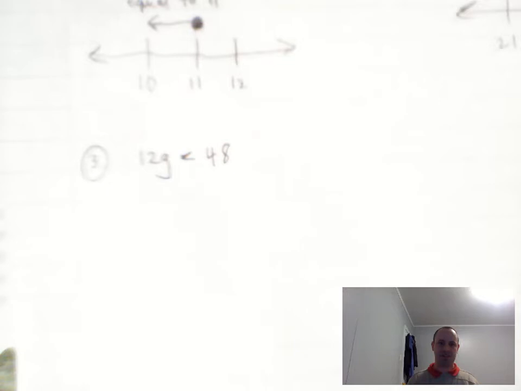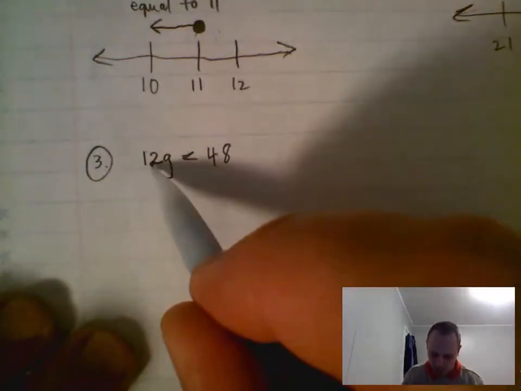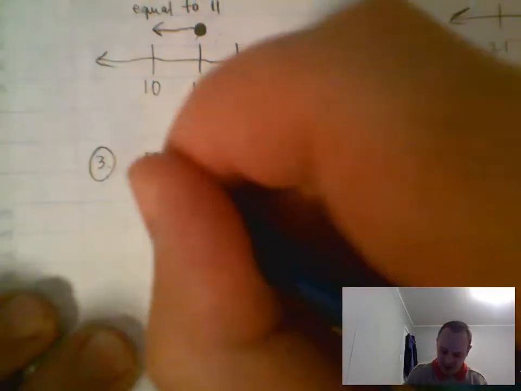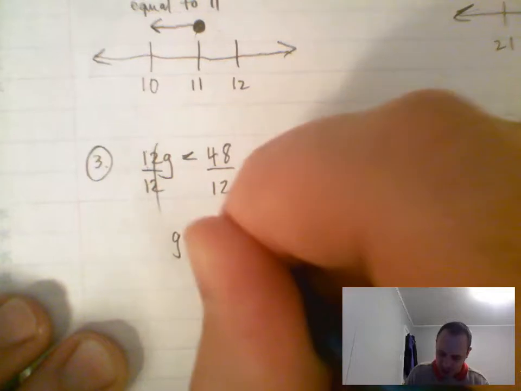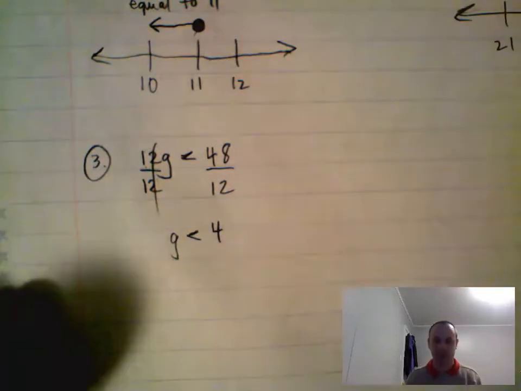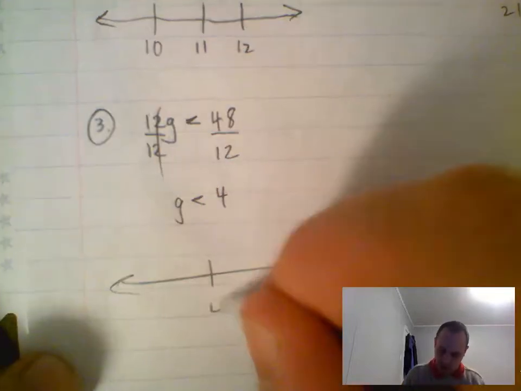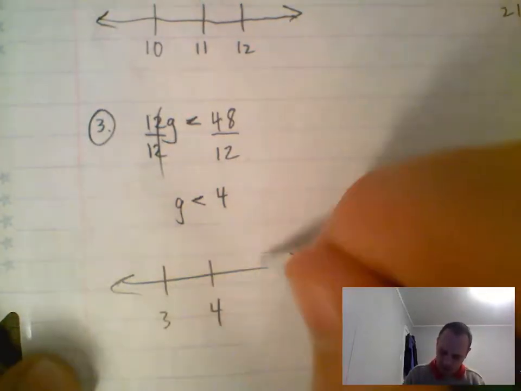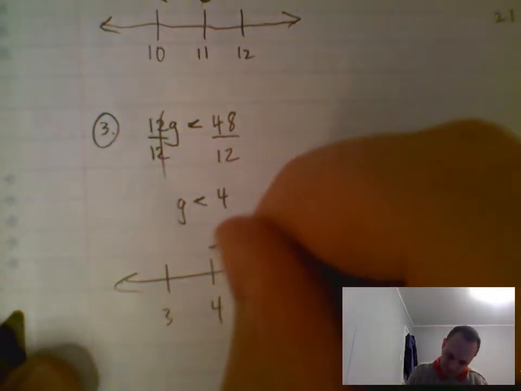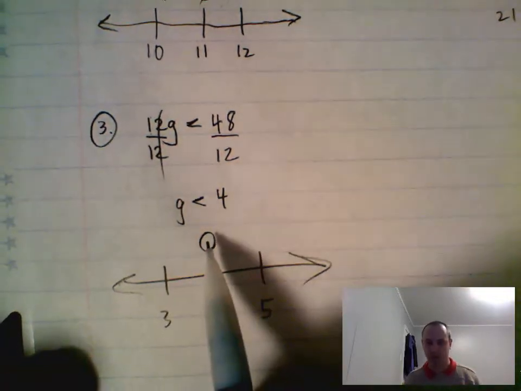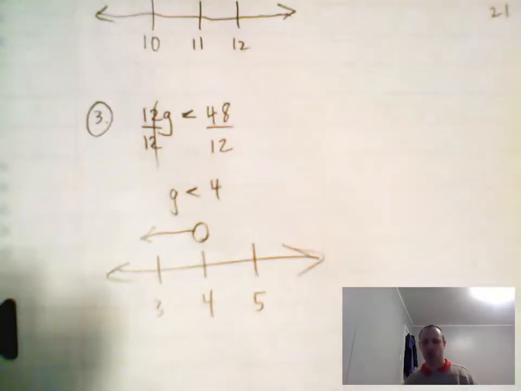For number 3, it says 12g is less than 48. How do we get that g by itself? Well, 12 times g. So the opposite is divide. So we're going to divide both sides by 12. You'll get g is less than 4. So we got to put a 4. If g is less than 4, then it can't be equal, so we can't fill that in. But it could be 3, it could be 2, it could be 1.